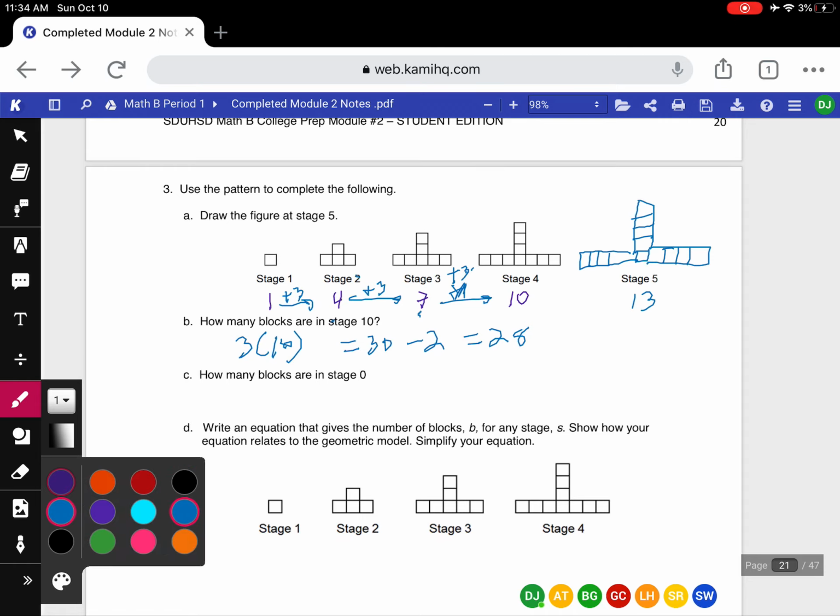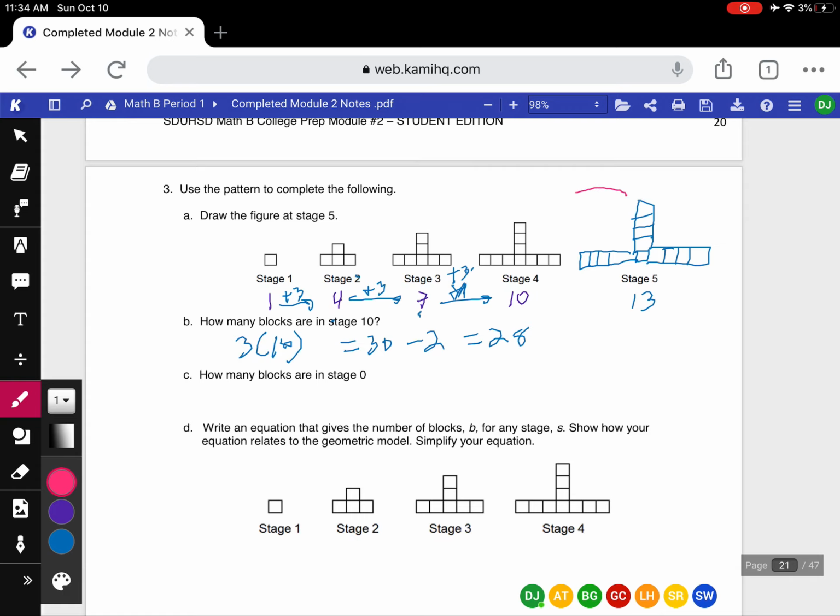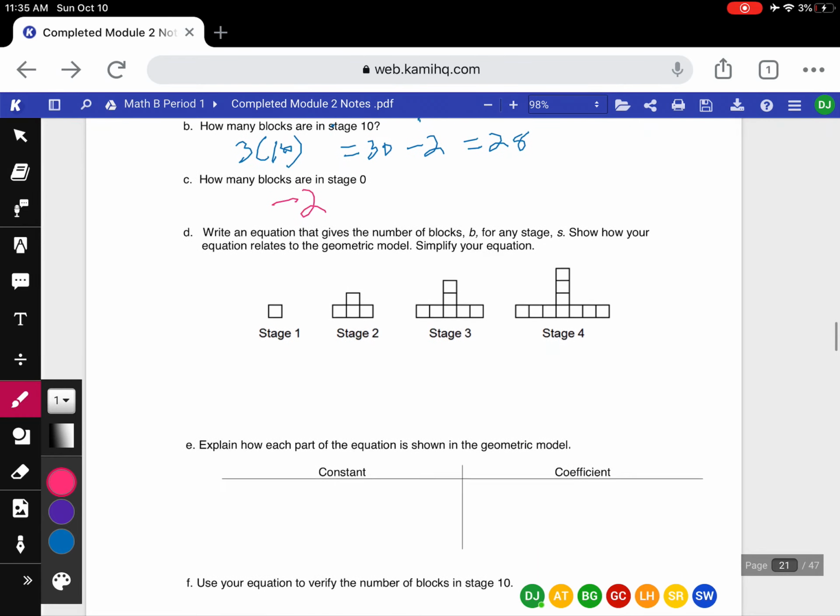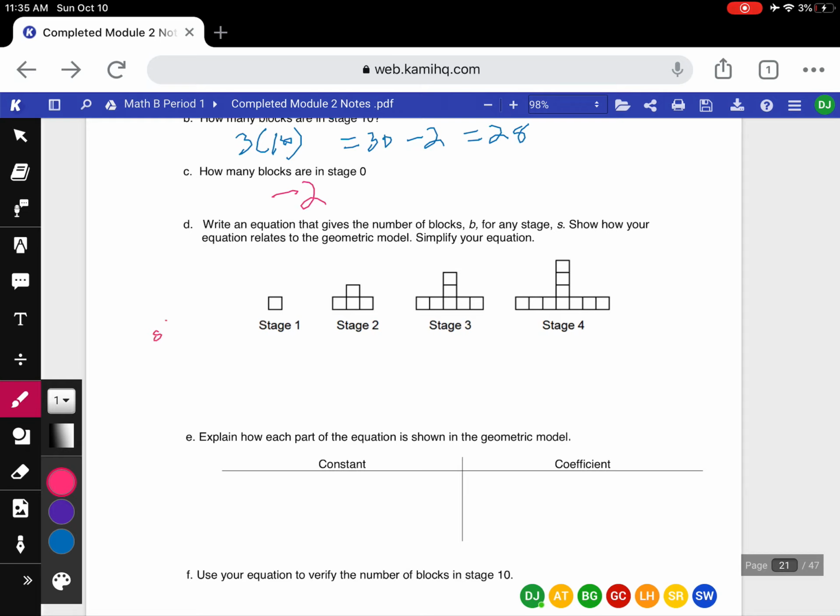The next part is how many blocks are on stage 0? So when I look at that, if I'm on stage 4 to 3, I go down 3. 3 to 2, I go down 3. 2 to 1, I go down 3. And then on stage 0, I'm going to go down 3 again. Now, I know it's tricky because we're talking about physical blocks, but what we would have is -2 blocks.